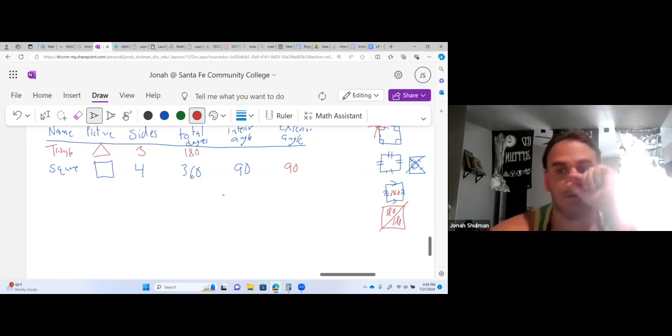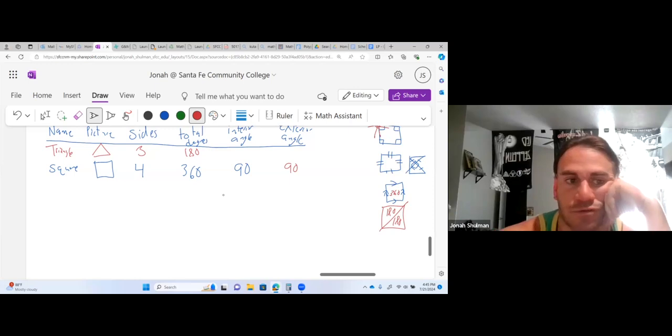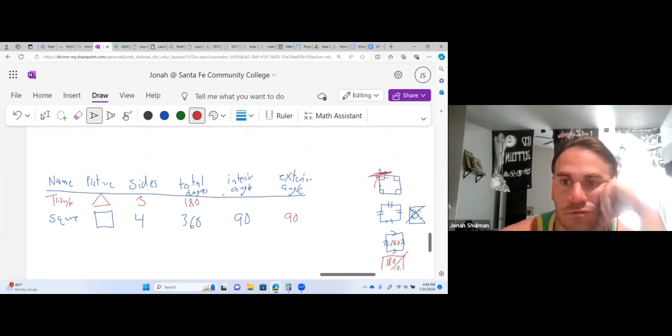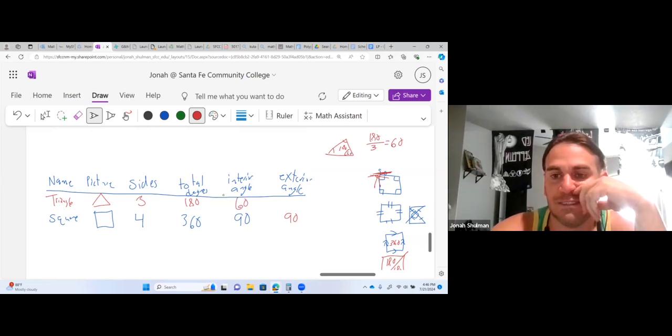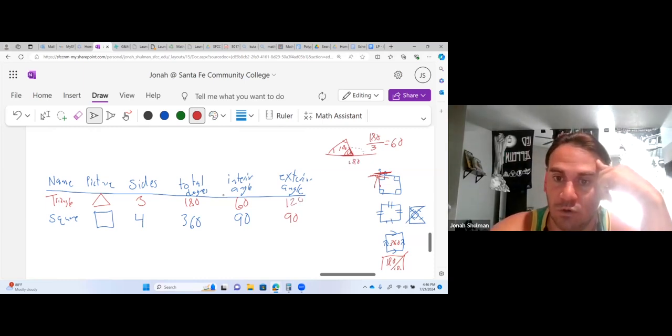Now to get the interior angle, if I have a triangle, we know it's 180, but I want to cut it into 3 equal angles. That's going to give me 60. So the inside is 60. My inside 60, it's an acute angle. It's thin. The outside has to be, well, what's 180 minus 60? 120.